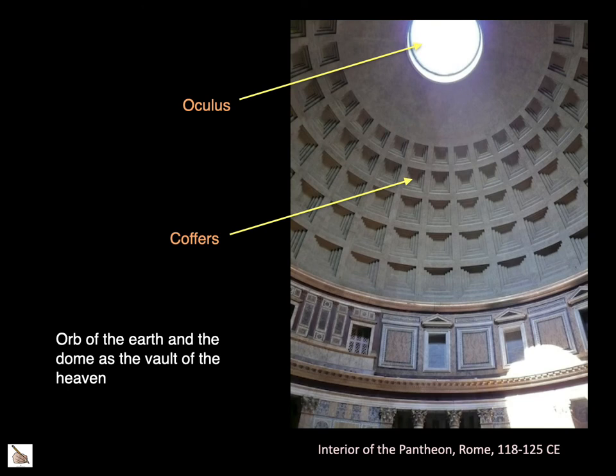As a star-studded symbol of the heavens, the dome of the Pantheon also reminded visitors that the temple was dedicated to the seven planetary gods who could look upon their worshipers. Those gods were Mercury, Venus, Mars, Jupiter, Saturn, and the sun and moon gods, Sol and Diana.